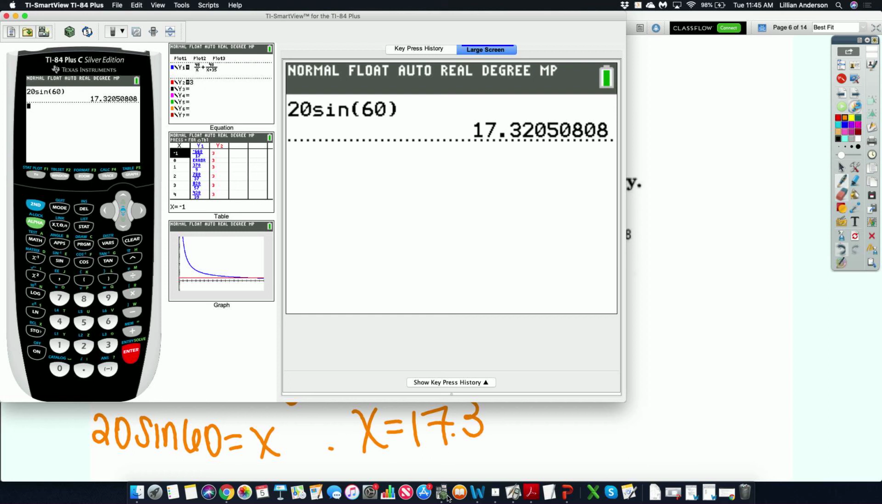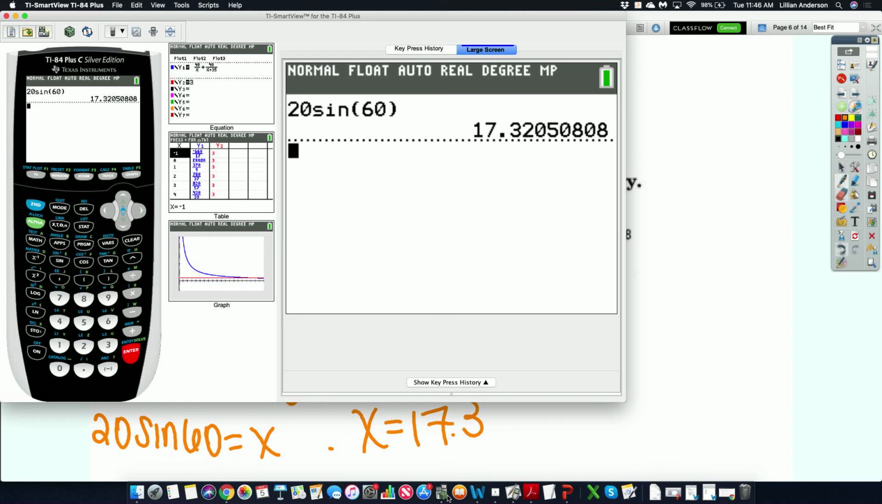Radian is the original measurement for angles. It was never degrees. Degrees came after radians, okay? So radian is always the default of any calculator. When you buy a brand new calculator or you reset your calculator, it always goes back to radian mode. So how do you change it to degree mode?